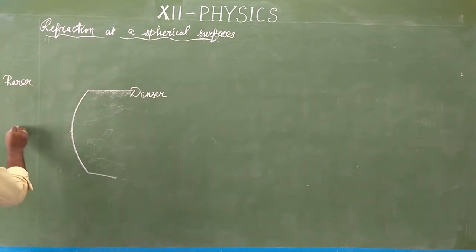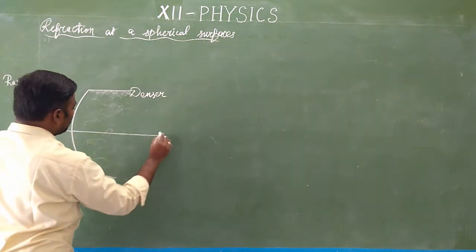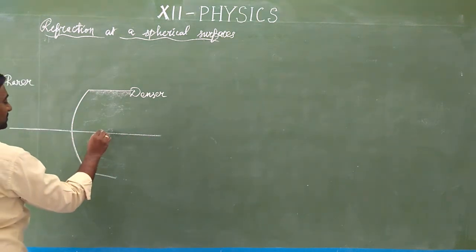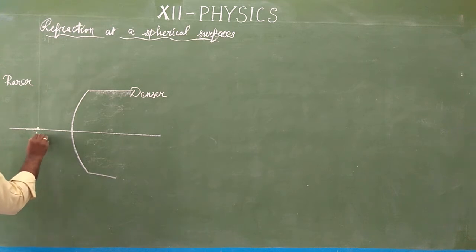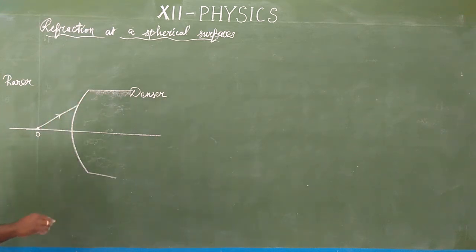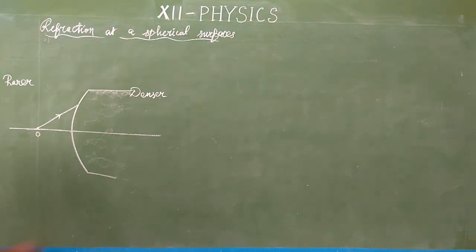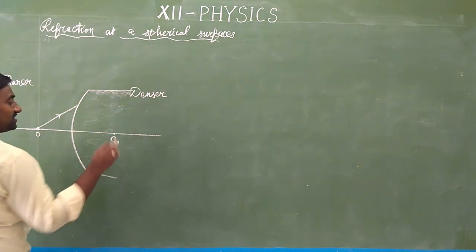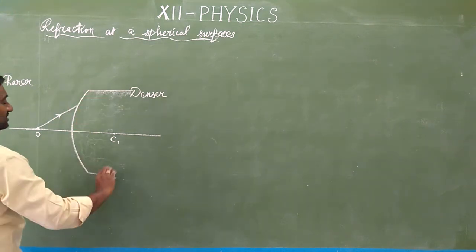The light enters, and this is the principal axis, the imaginary straight line which passes through the center of curvature and the optic center. Let us consider a point object placed on the left-hand side. From the point object, the light is incident. This is the incident ray, and the center of curvature is here. This is center of curvature C1 for the spherical surface.